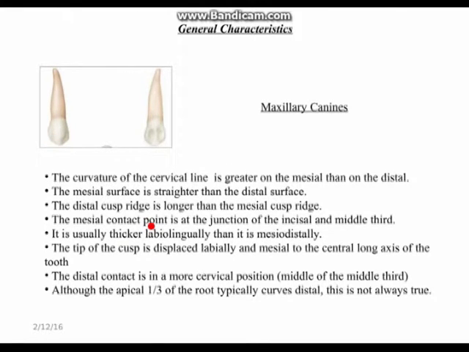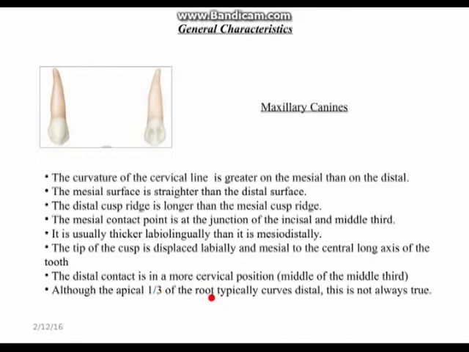Okay? Oh, let me rephrase. The mesial cusp ridge, not marginal ridge. Okay? This is the cusp ridge over here, where the cusp is. The marginal ridge goes down all the way to the root. Okay. The distal contact is in a more cervical position, middle of the middle third. Yeah, it's going to be in the middle. It's more cervical than the mesial contact, which is the junction of the incisal and middle third.